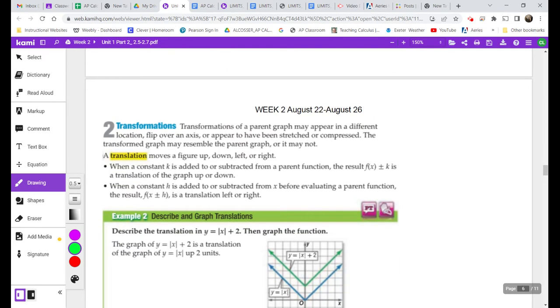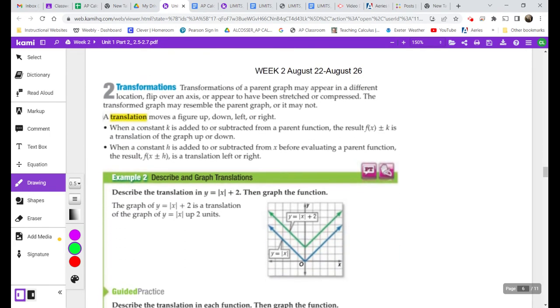So we've got multiple translations. We're going to talk about this, and I'm going to dial it in here in a second for you guys. A translation is going to move this thing up or down, or it's going to move it left or right. It's going to move the parent function. So let's look at this one here.